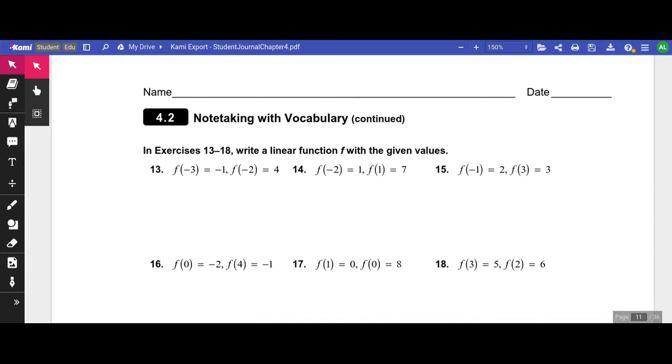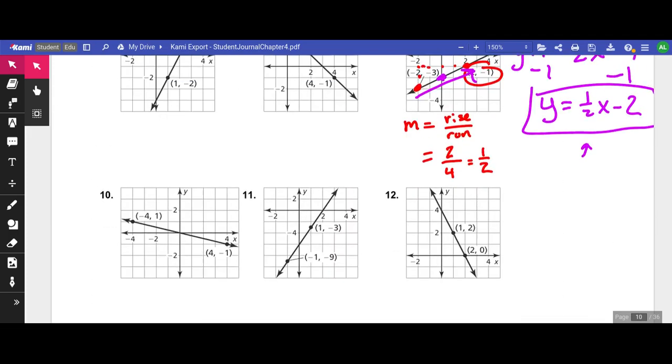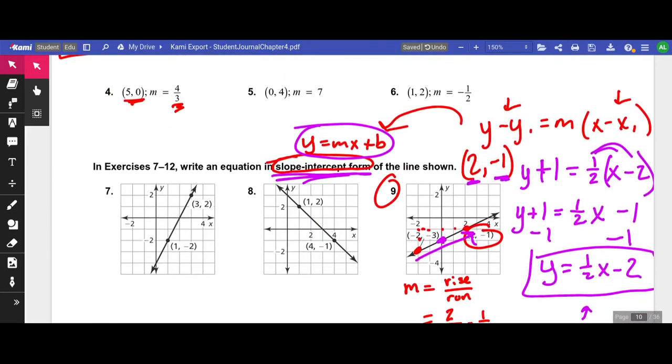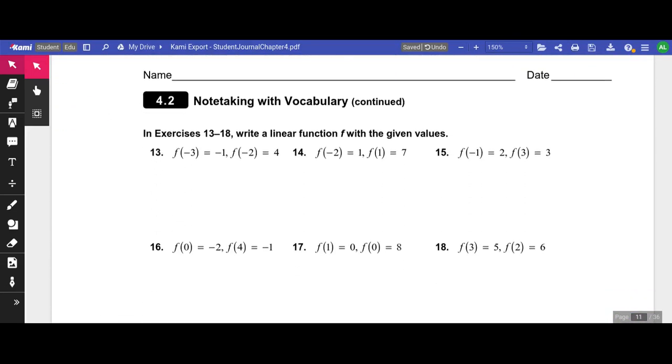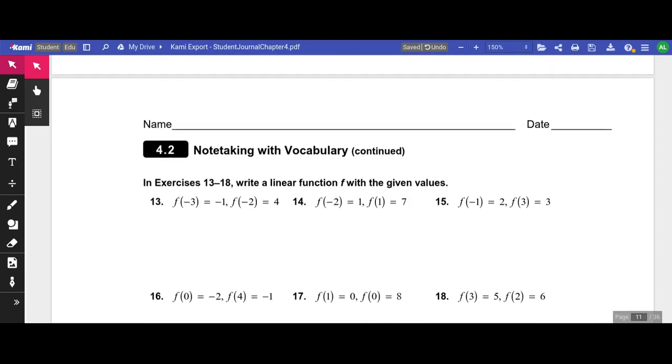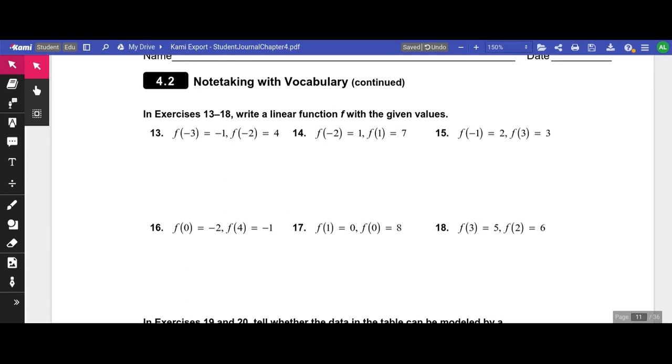So we've got one more day. I'm going to finish up this stuff in 4.2. Remember, 4.2 is all about this point slope form that we started the other day. And we are on page, where are we? We're on page 105 here in our student journal.